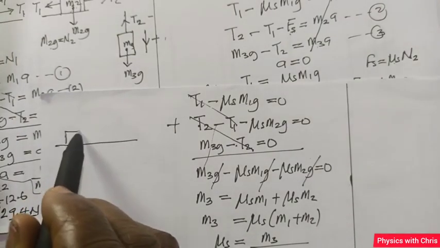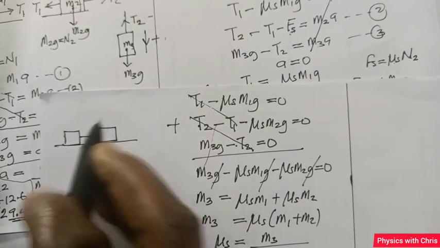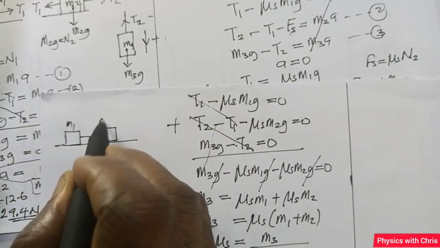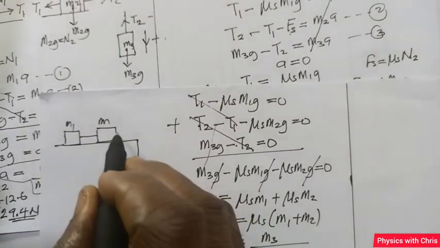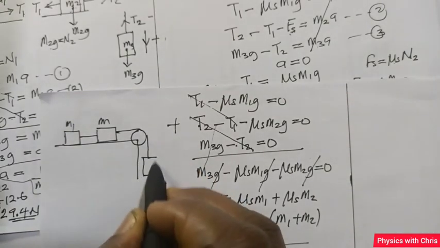Let's just look at this quickly. Okay, let's say you have this again. This is my M1, M2, and I have this M3.